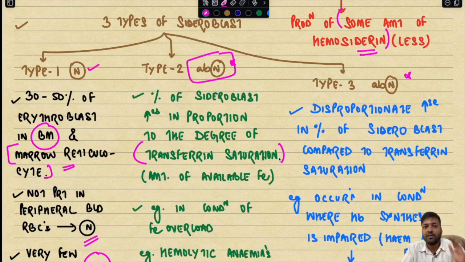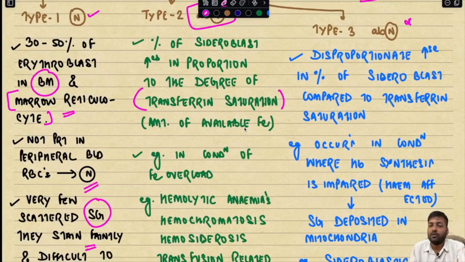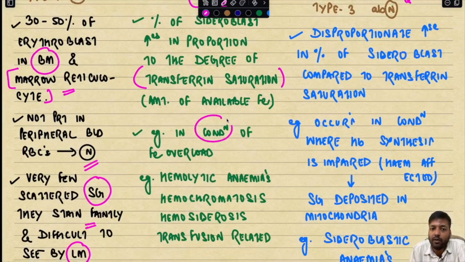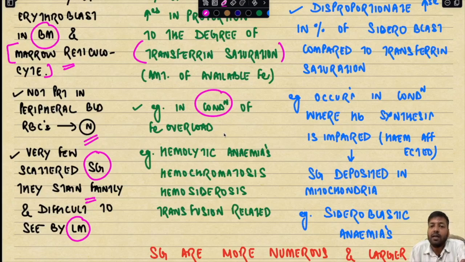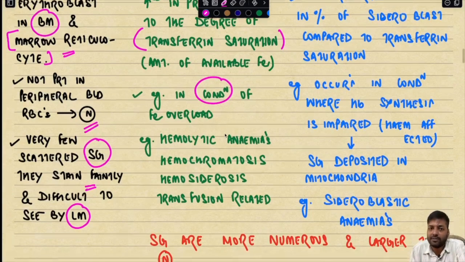So the percentage of sideroblasts, for example normally 30 to 50%, here might be 70 to 80%. The increase in the number of sideroblasts is proportional to the amount of iron available or to the transferrin saturation, so both go together. There is a reason: because increased iron is available, an increased percentage of sideroblasts containing siderotic granules is also there. This is seen in conditions of iron overload like hemolytic anemia, hemochromatosis, hemosiderosis, and transfusion-related iron overload.